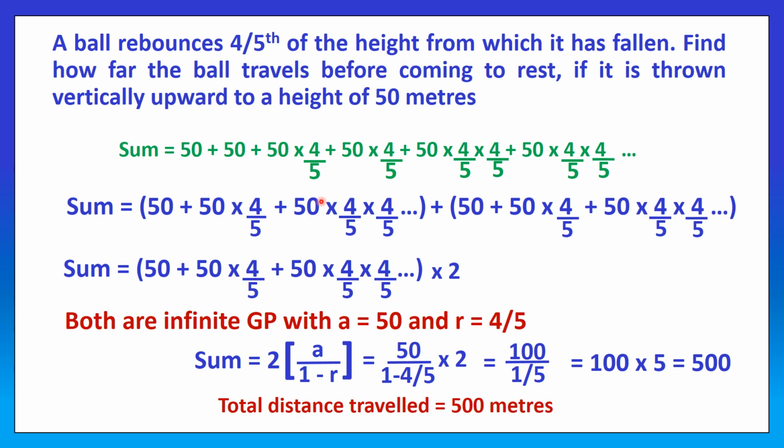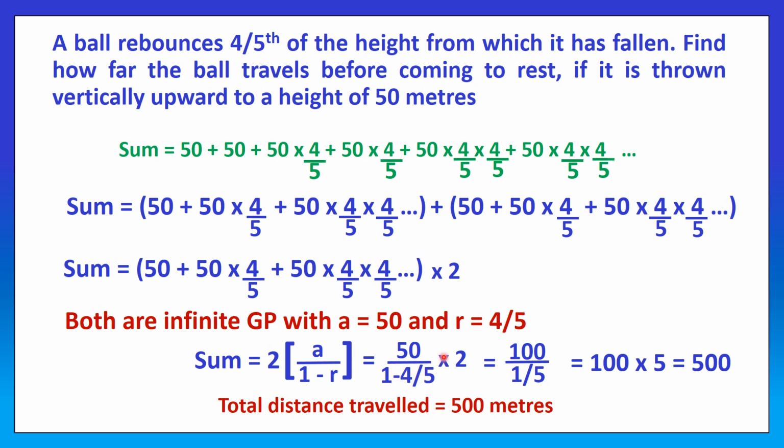So when both the series are the same, we can take 1 and multiply it with 2 instead of adding it 2 times, or instead of applying the same formula 2 times. In order to simplify it, we can find the sum using the formula and multiply it with 2. Both are infinite GP with A is equal to 50 and R is equal to 4 by 5. That is the common ratio. And the formula to find the sum of an infinite GP is A divided by 1 minus R. Since it has to be multiplied 2 times, we can put it as 2 into A divided by 1 minus R. So 50 divided by 1 minus 4 by 5.